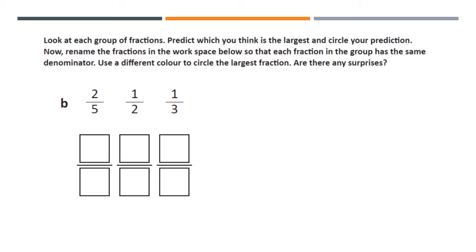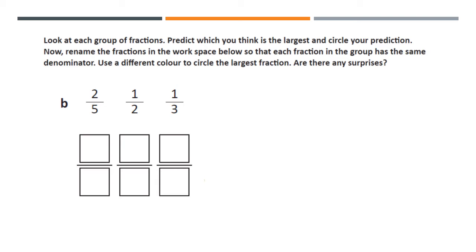Let's quickly see what is required from us. Look at each group of fractions. Predict which you think is the largest and circle your prediction. Sounds very similar to the previous one. Now rename the fractions in the workspace below so that each fraction in the group has the same denominator. Use a different color to circle the largest fraction. Are there any surprises? Oh my word.